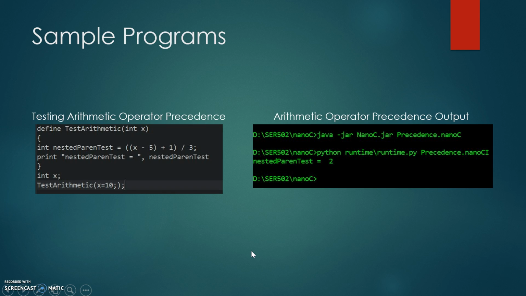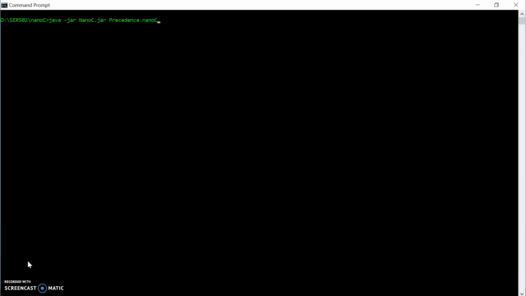So the final program that we'll be showing you is used to test arithmetic operator precedence. We'll be testing nested parentheses. A value of x is taken, which is equal to 10. According to this, the value should be 10 minus 5, which is 5, plus 1, 6, divided by 3, which is equal to 2. In a similar manner to the previous programs, I will run the precedence program. The intermediate file was created, and now I'll run the runtime on it. So as I said, the answer was 2.